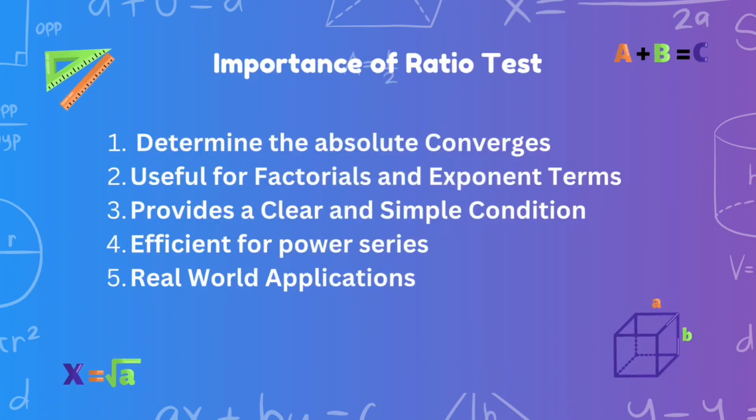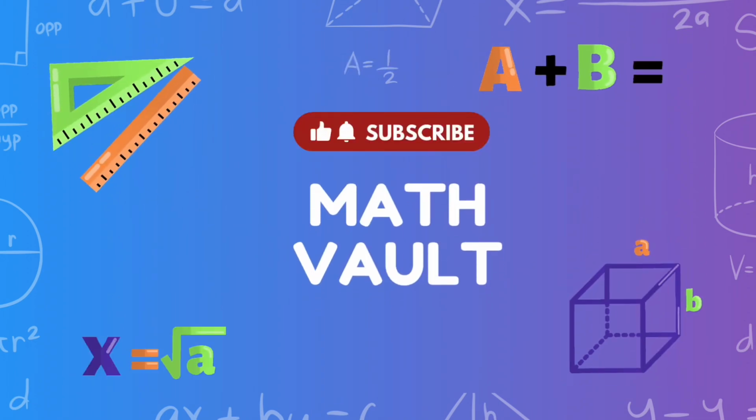This is why the ratio test is important. Ratio tests determine absolute convergence, are also useful for factorials and exponential terms, and provide a clear and simple condition. The ratio test is also efficient for power series, and it can help in real-world applications such as in physics, economics, and statistics. So this is Mathful.